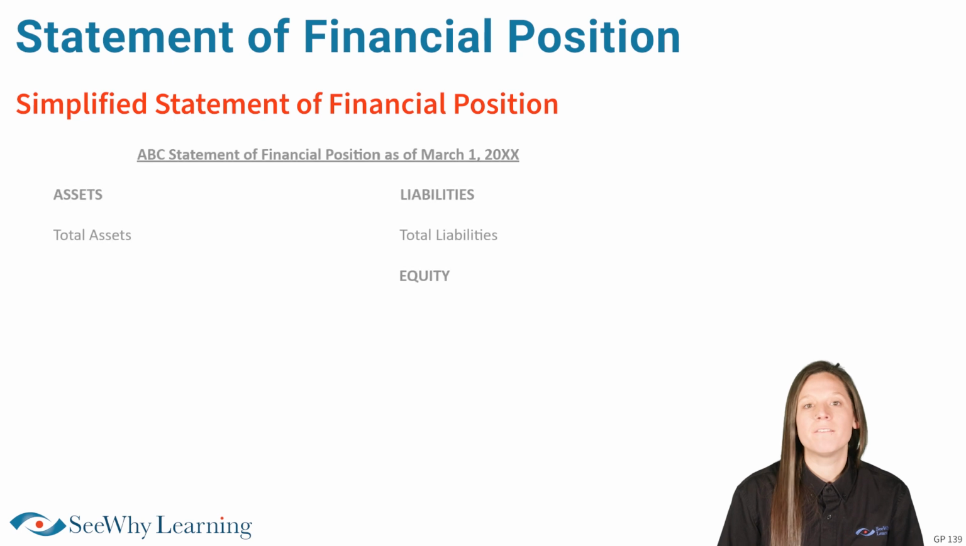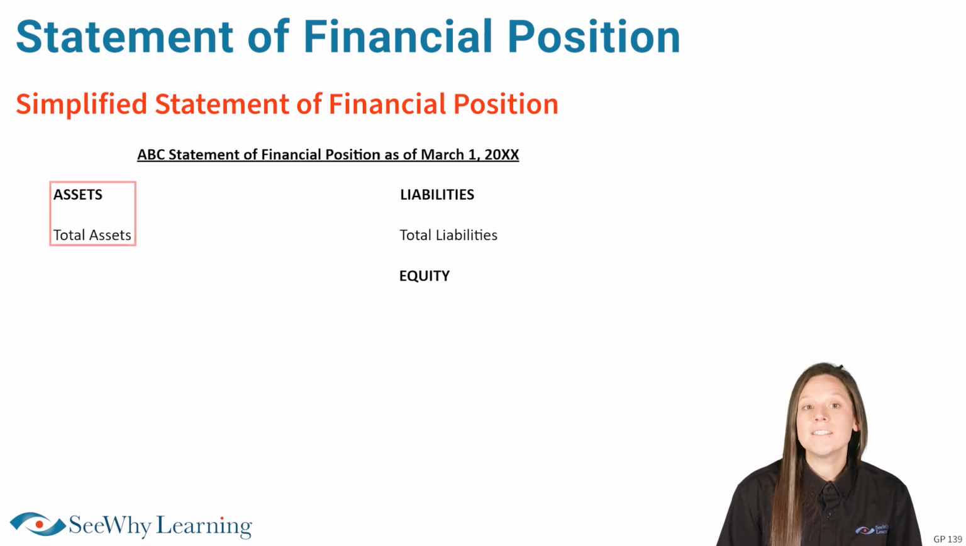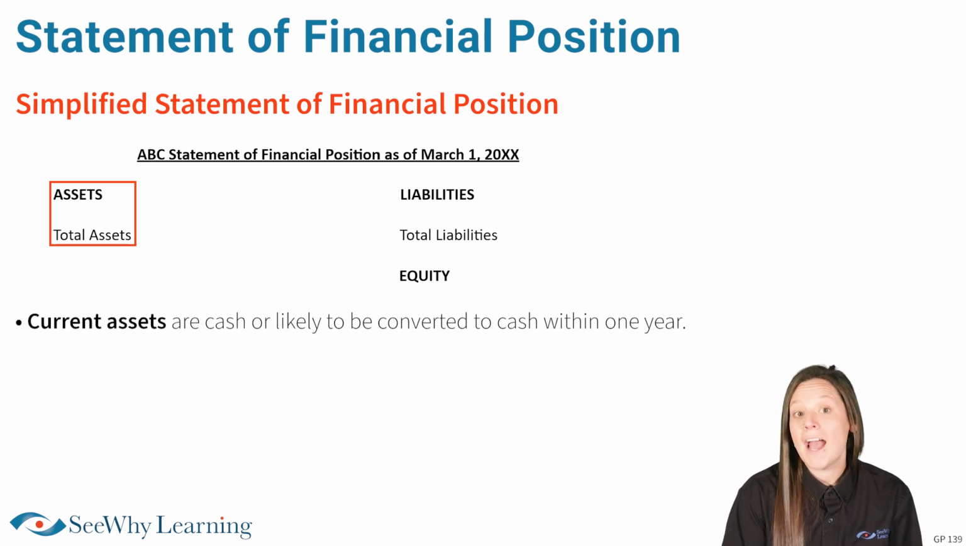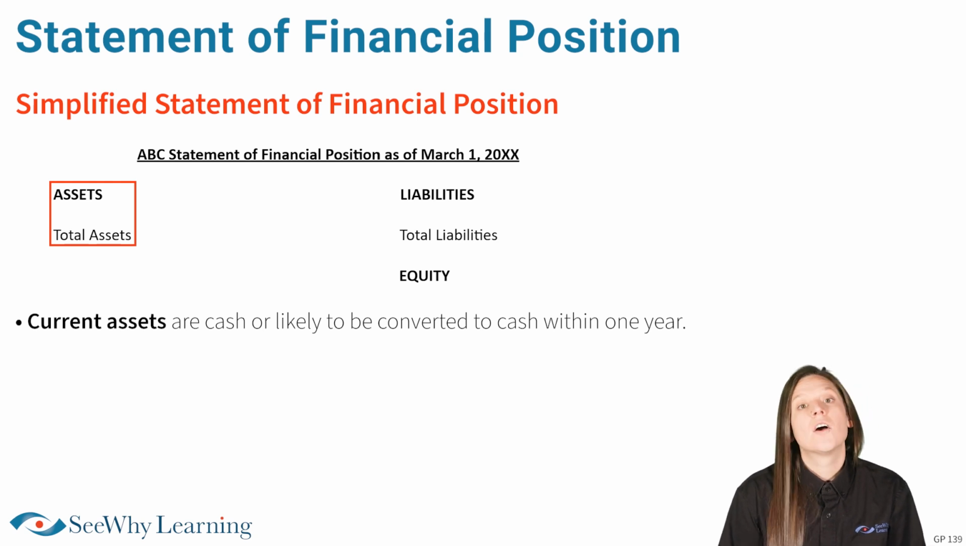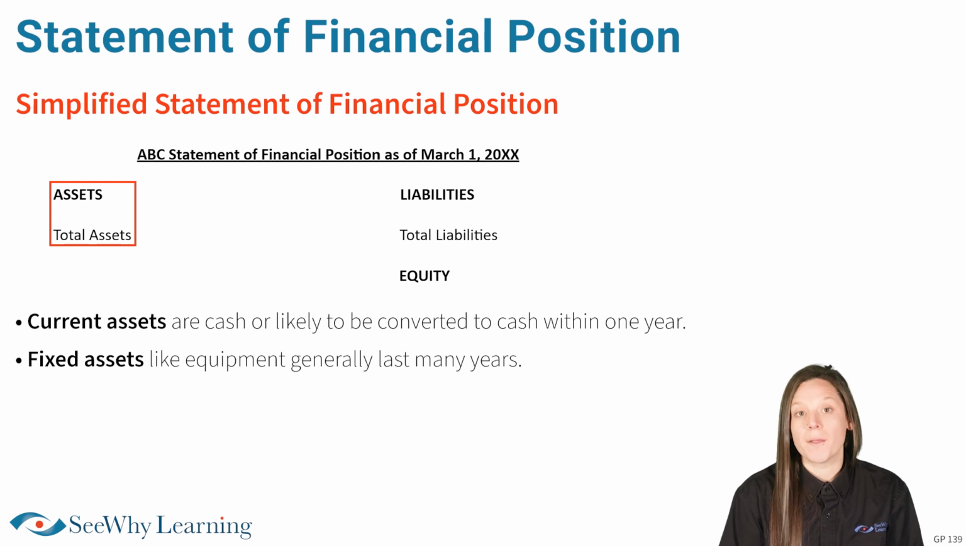Based on the equations in the question, I can tell this question is about the statement of financial position, sometimes called the balance sheet. Let's create a simple statement of financial position that will guide us through this question. On the left-hand side of the statement, we record assets, which can be broken down into current assets and fixed assets. Current assets are cash or likely to be converted to cash within 1 year, whereas fixed assets generally last many years, such as equipment.